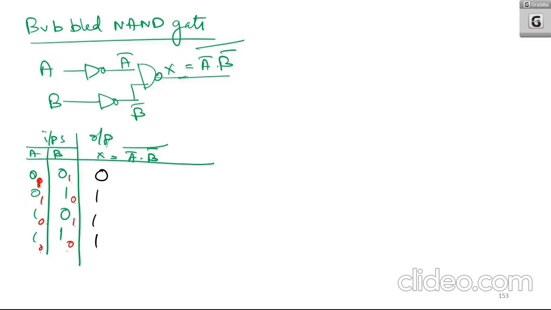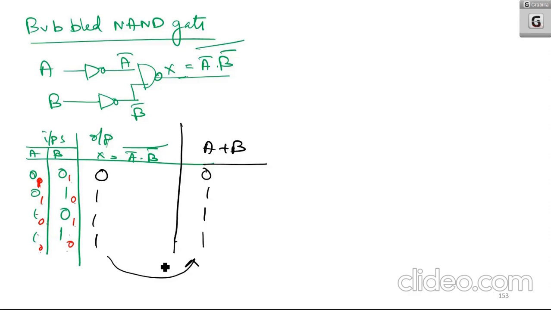Okay. Now, if I am writing in another form, A or B, what do we get? 0 or 0, 0. 0 or 1, 1. 1 or 0, 1. 1 or 1, this one. So here we can see that these two columns are exactly the same. Therefore, we can write A bar dot B bar the whole bar, that is equal to A or B. That means we can show that that is basically equivalent to an OR gate.